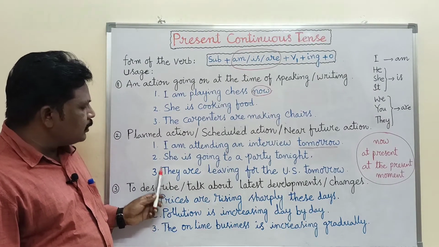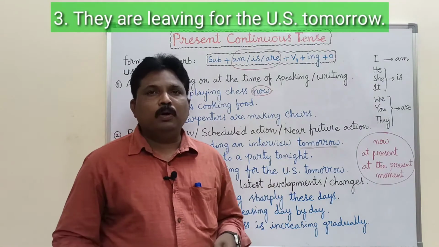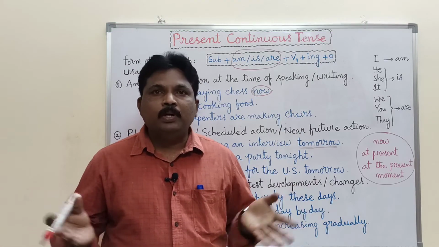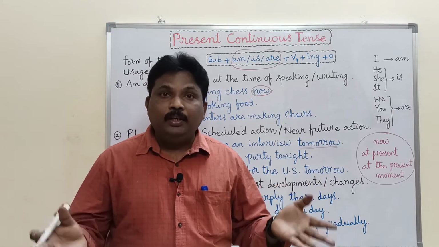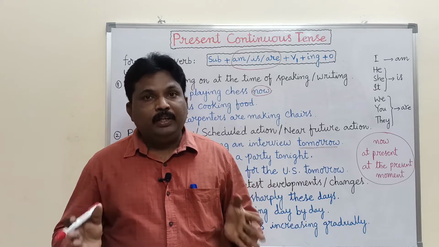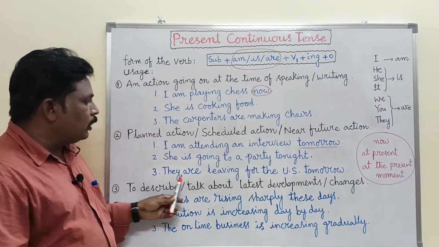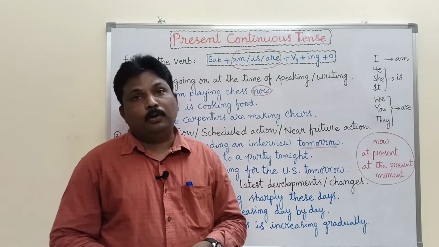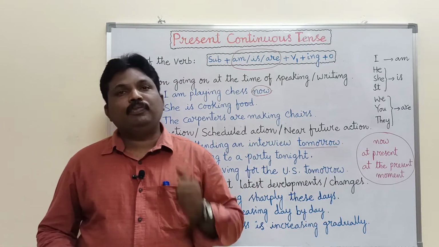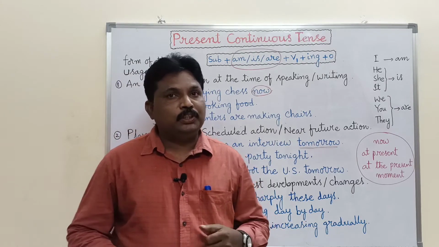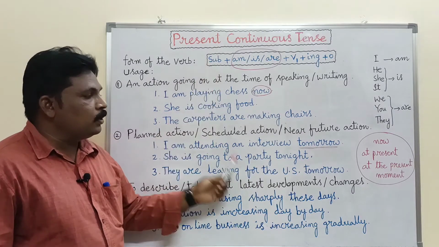And the third example is they are leaving for the US tomorrow. So they are leaving for the US tomorrow means 1 month or 2 months ago they got the flight ticket reserved and they have waited for this 1 month and the day has come. So tomorrow they are leaving for the US. When we talk about near future actions or planned actions or scheduled actions, present continuous tense is used.